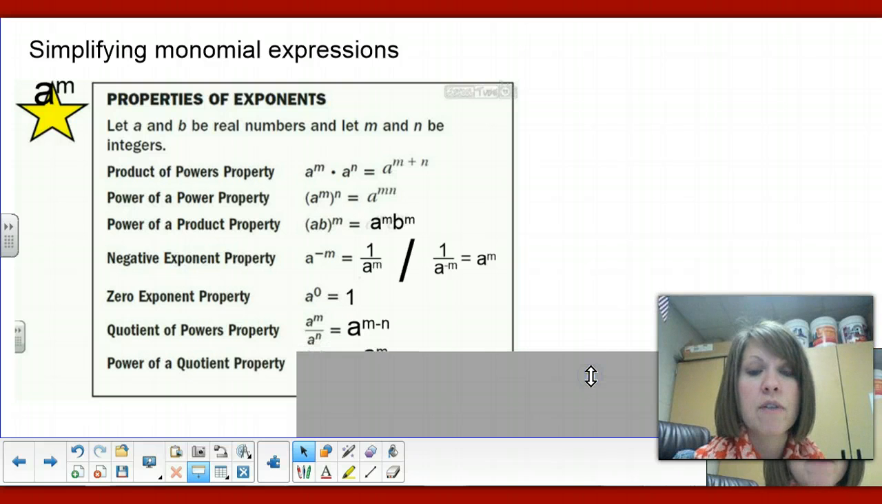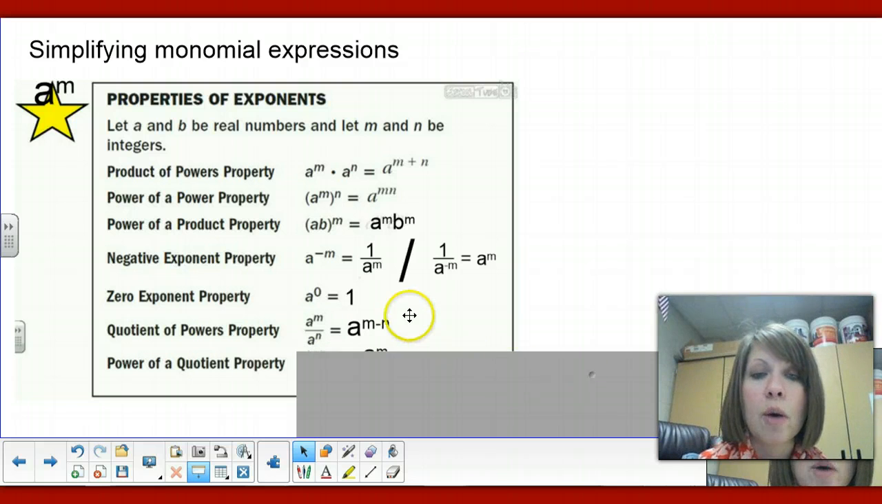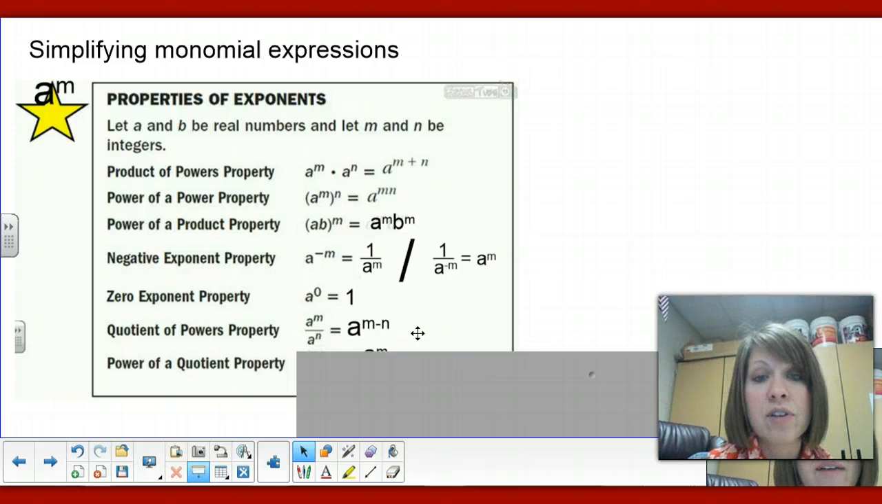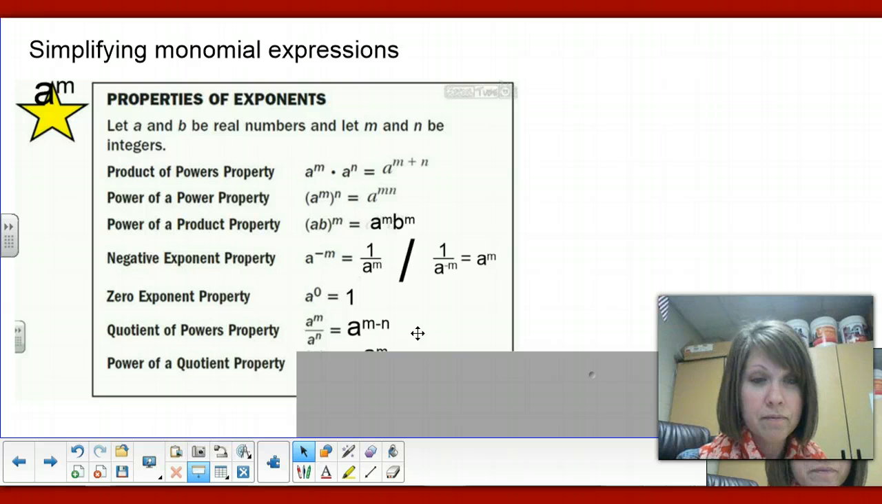Quotient of powers. If you take a to the m and divide it by a to the n, this is related to the product of powers property. Instead of adding those like we did in the product, we're going to subtract m minus n. But you have to make sure that you do the numerator's exponent minus the denominator's. Okay, subtraction is not commutative. We cannot switch that order.